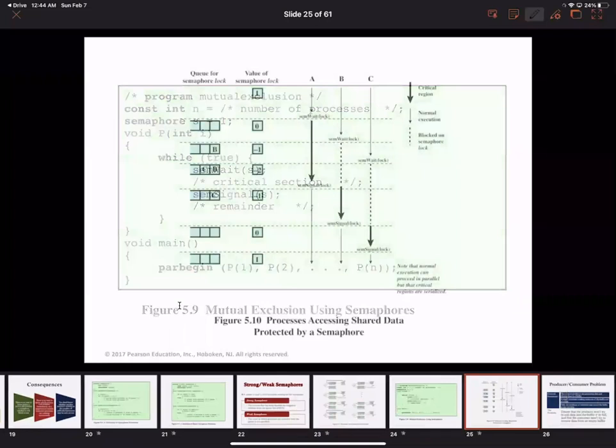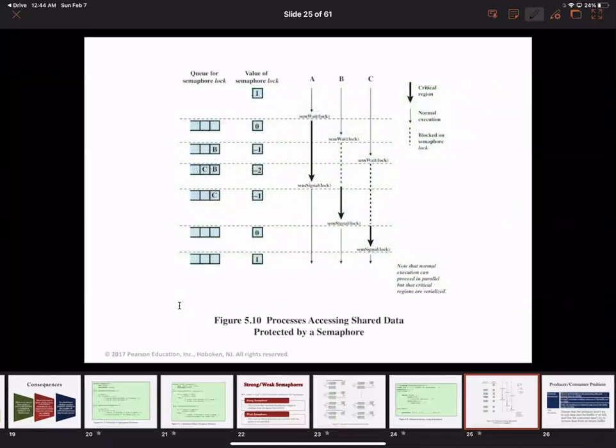If we look at the following figure, we can see a possible sequence for 3 processes using the mutual exclusion principle with semaphores, in which we have a queue for the semaphore, which we call lock. We are monitoring the value of the semaphore lock, starting at value 1. We have 3 processes, A, B and C. A bolded arrow means the process is in the critical section, and a thin arrow means the process is in normal execution. A dotted line means it is blocked on the semaphore lock. Note that normal execution can proceed in parallel, but critical regions are serialized.